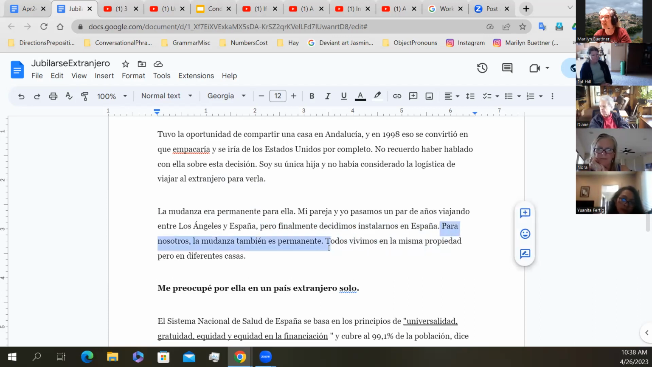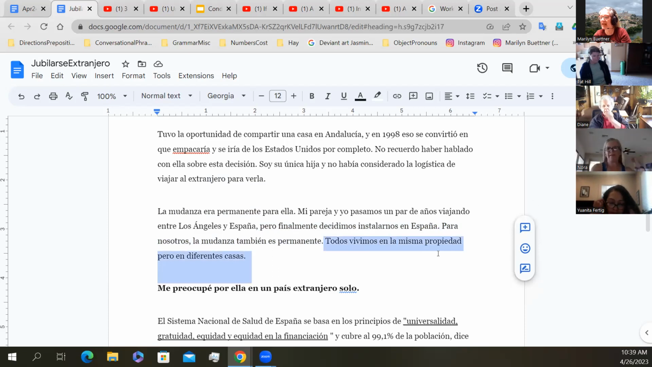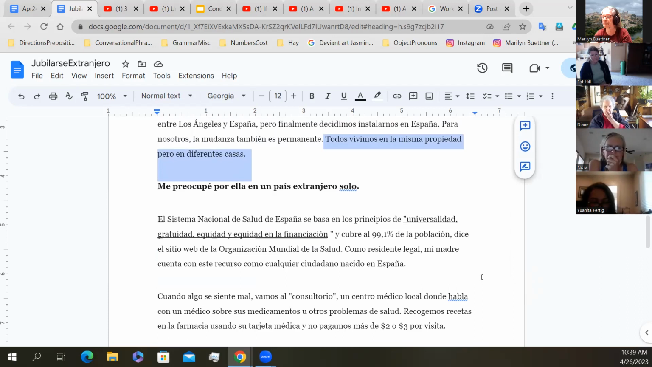Para nosotros la mudanza también es permanente. For us, the move is also permanent. Todos vivimos en la misma propiedad, pero en diferentes casas. We live on the same property, but different houses. So it's probably split up into little, like condo kind of, or townhouse kind of things. That's what I would get.